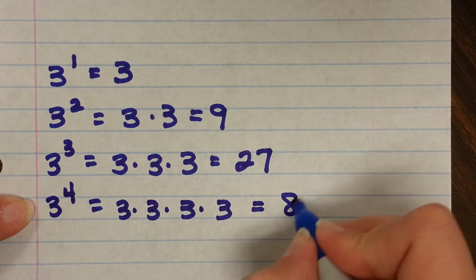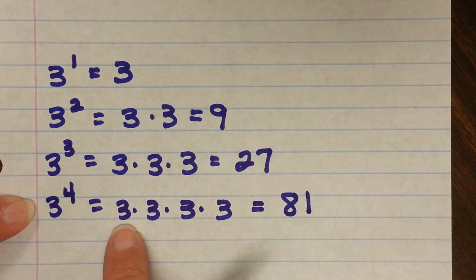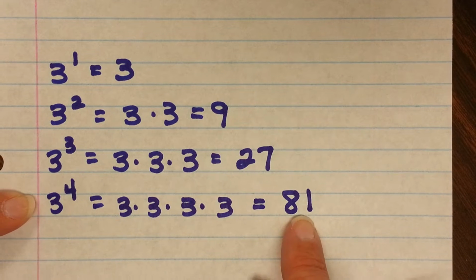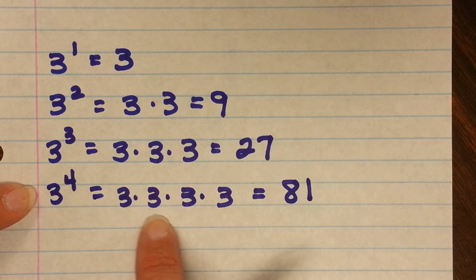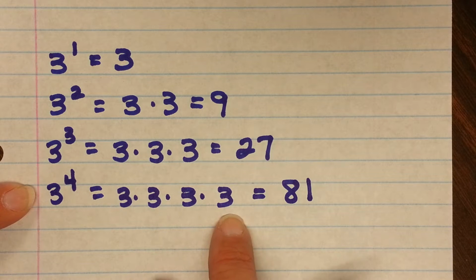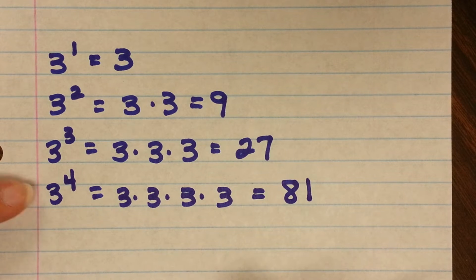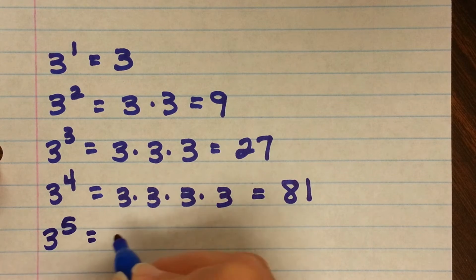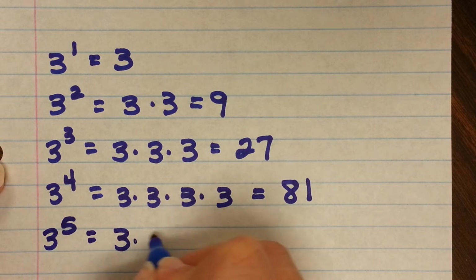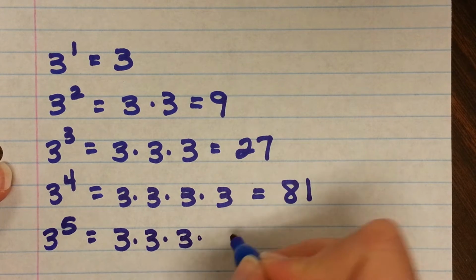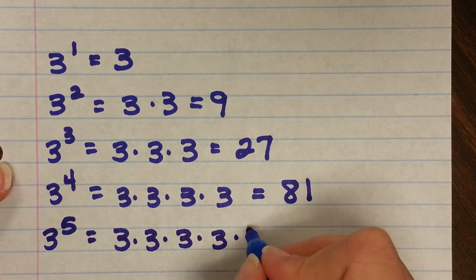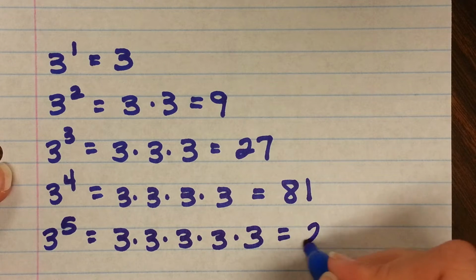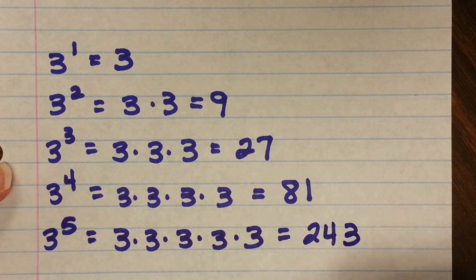That would be 81. 3 times 3 is 9, 3 times 3 is 9, and 9 times 9 is 81. Or I could do 3 times 3 is 9, times 3 is 27, times 3 is 81. If I continued, I would have 3 to the fifth, so that would be 3 times 3 times 3 times 3 times 3. If I multiply all those together, I get 243.